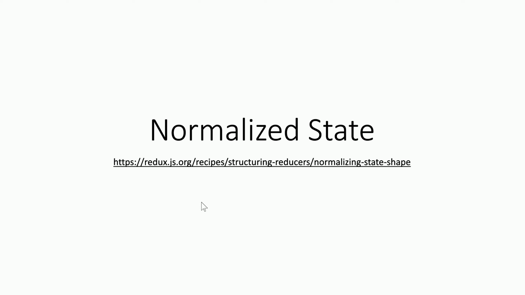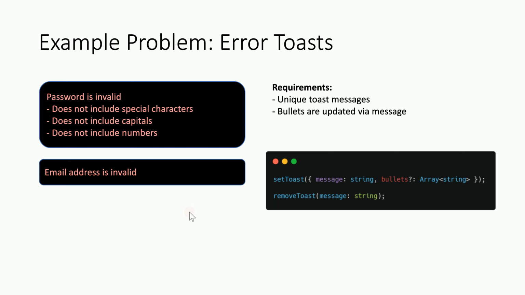And I'm also going to extract a principle out of it to show how this same concept can help outside of a React application as well. So I'm going to use this example problem of airtoast to show how state normalization works and how it can help reduce complexity in an application.